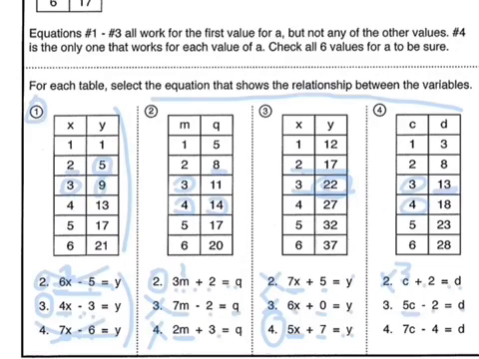How about if we plug in a 4? 5 times 4 is 20. 20 minus 2 is 18. That works there as well. So it looks like that's going to be it. And let's just double check this last one.